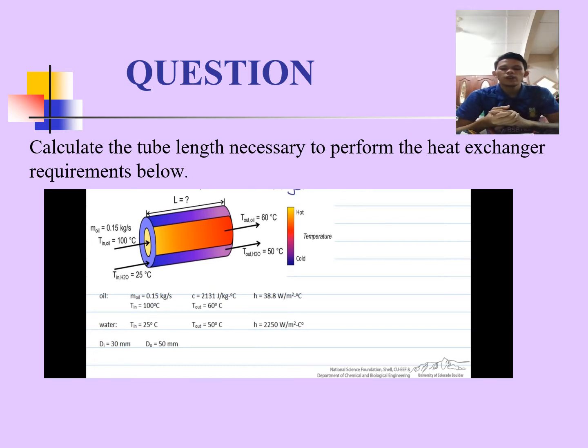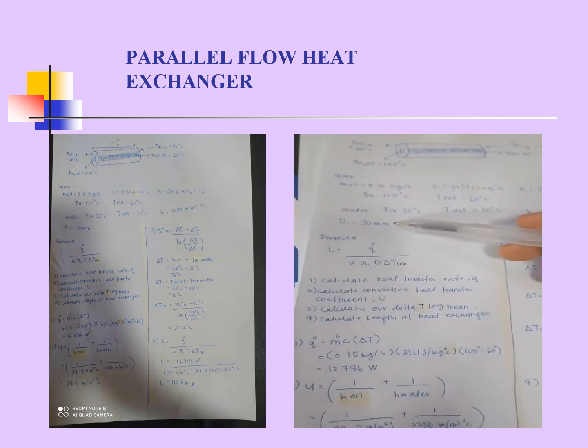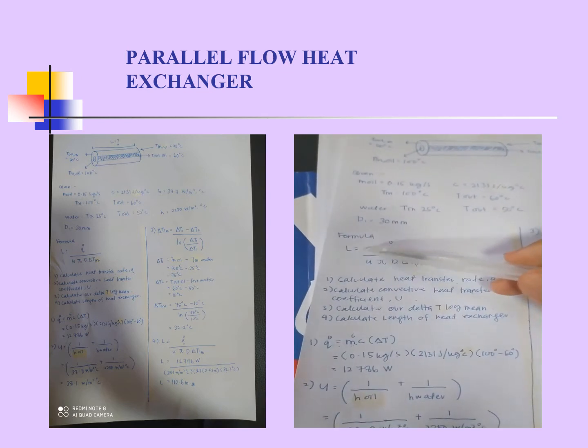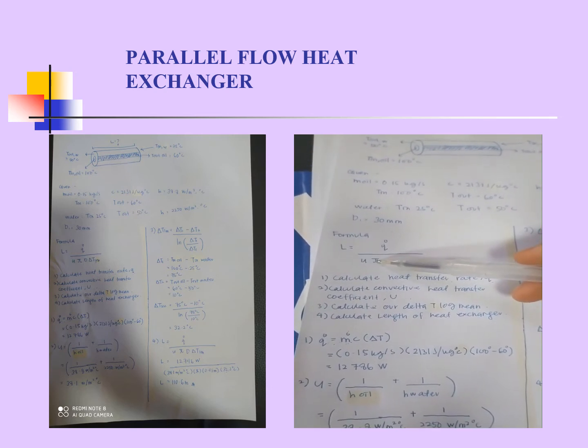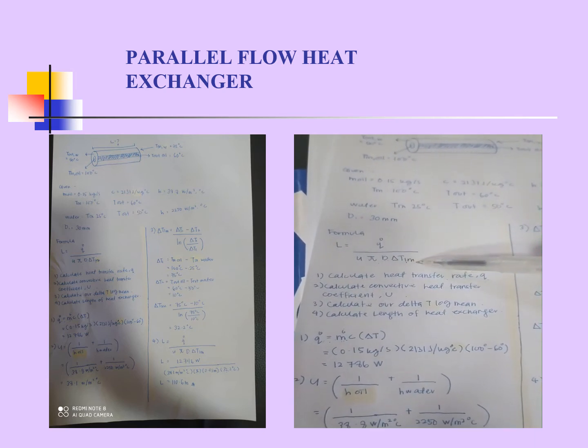The question is, calculate the tube length necessary to perform the heat exchanger equipment below. First, I will solve the parallel flow heat exchanger, and then I will solve the counter flow. Okay, I have solved the question for parallel flow, and I will explain this. First we use the formula L equals Q dot divided by U times pi times diameter times delta T log mean.